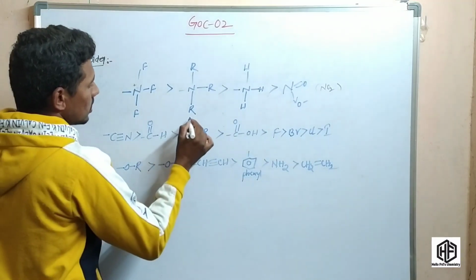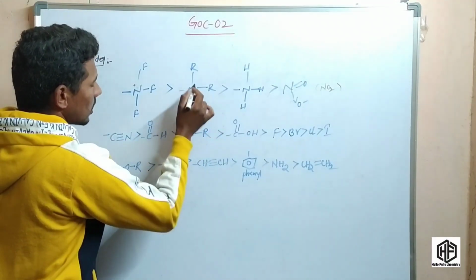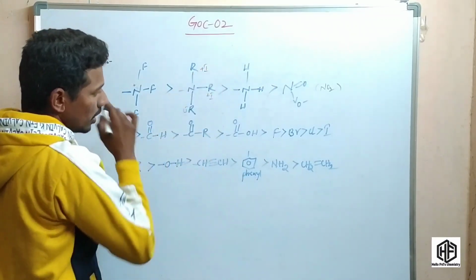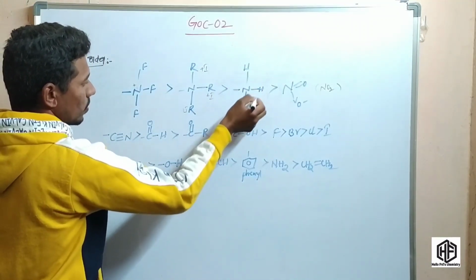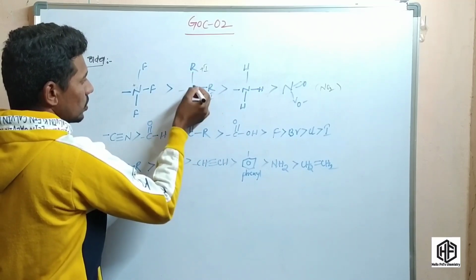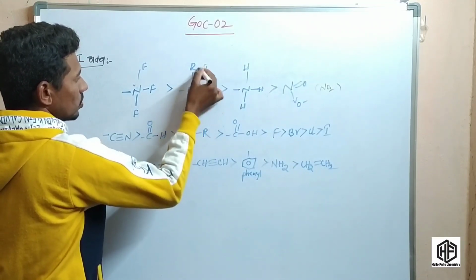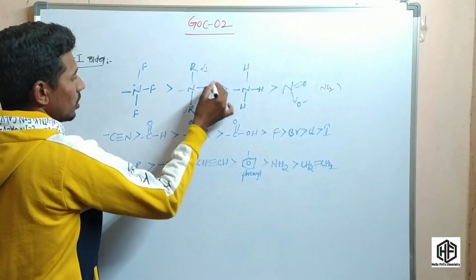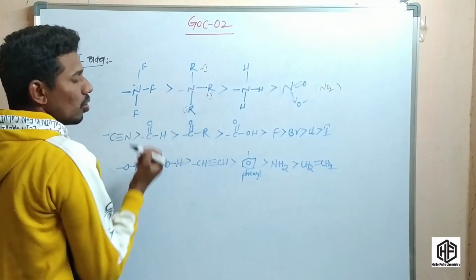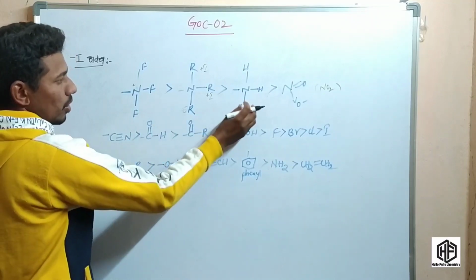First, this nitrogen is connected with plus I groups. This is a plus I group, this is also a plus I group, and this is also a plus I group. This one is not a plus I group, it is a simple hydrogen. When the positive nitrogen is connected with three plus I groups, these groups give electrons; they are electron releasing groups. Whenever the groups on nitrogen are electron releasing, nitrogen has more electron density, so it has a lower minus I order compared to ammonia.